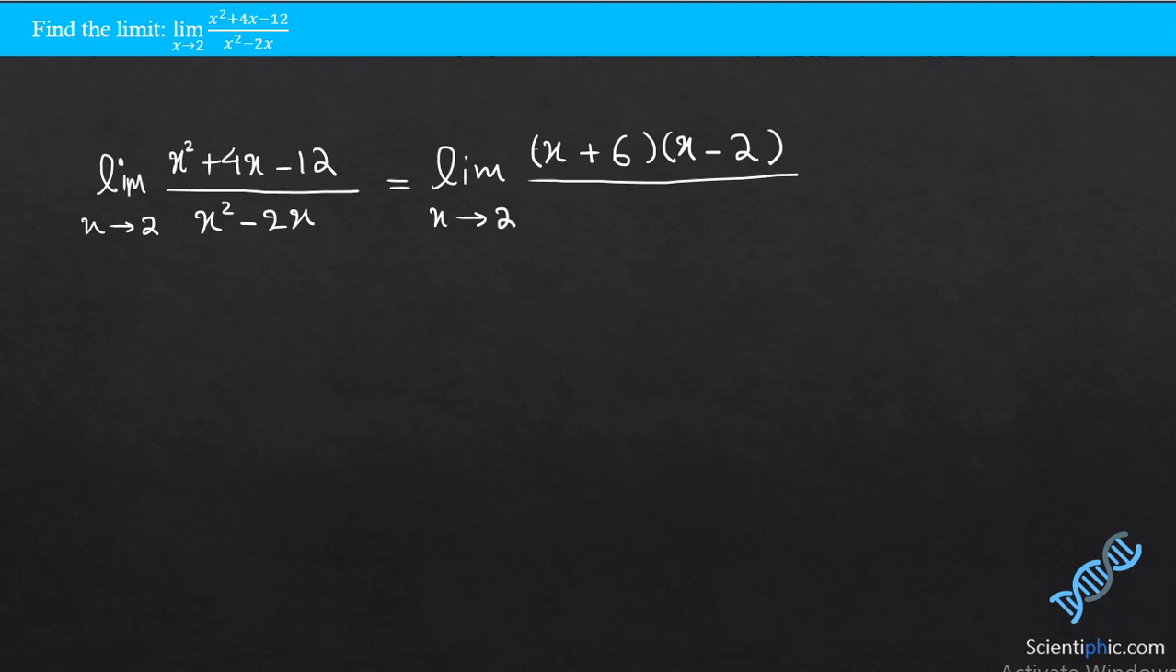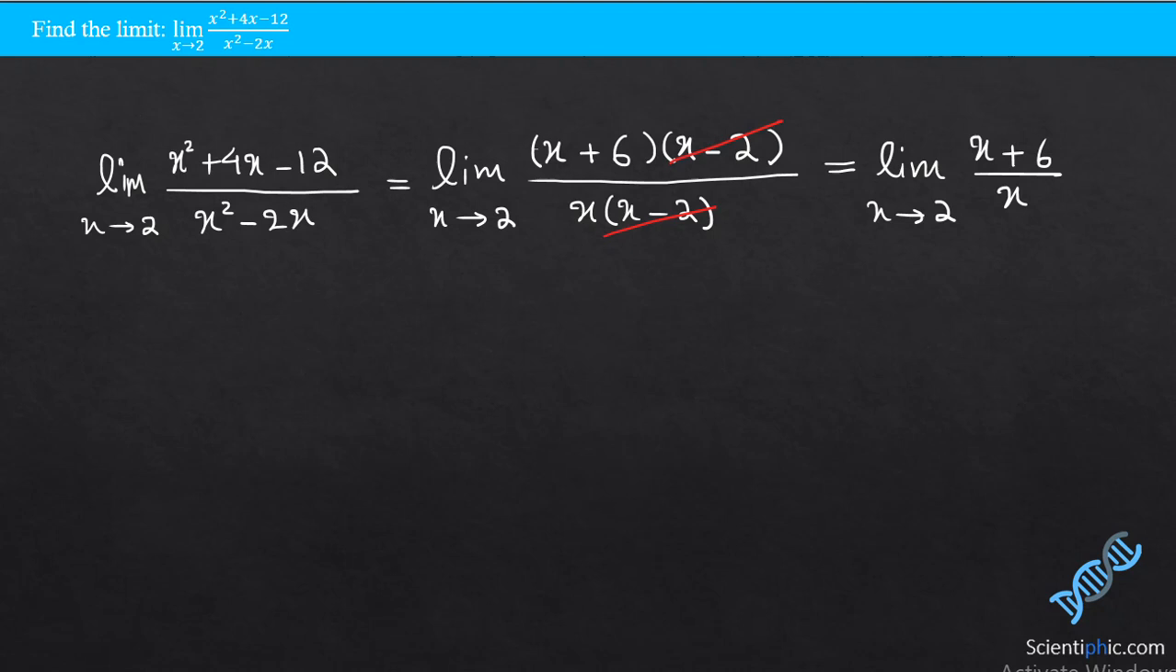So x squared minus 2x. I see that in both terms I have x, so I'm going to factorize x times (x minus 2). Now I see that I have an expression x minus 2 here and another one in the denominator, x minus 2. They cancel out, and I rewrite the limit. The limit of (x plus 6) over x when x approaches 2.